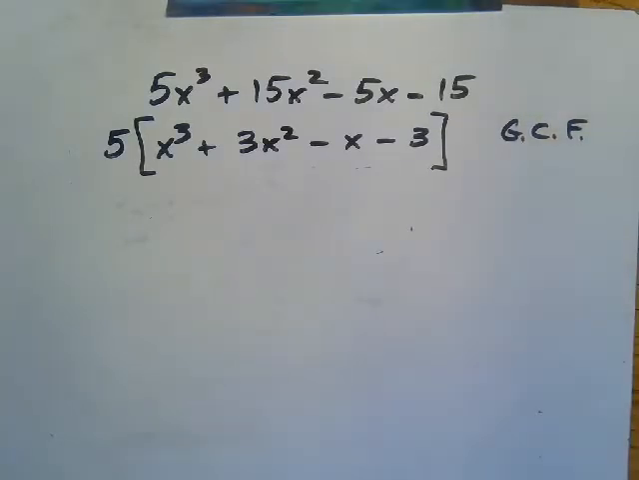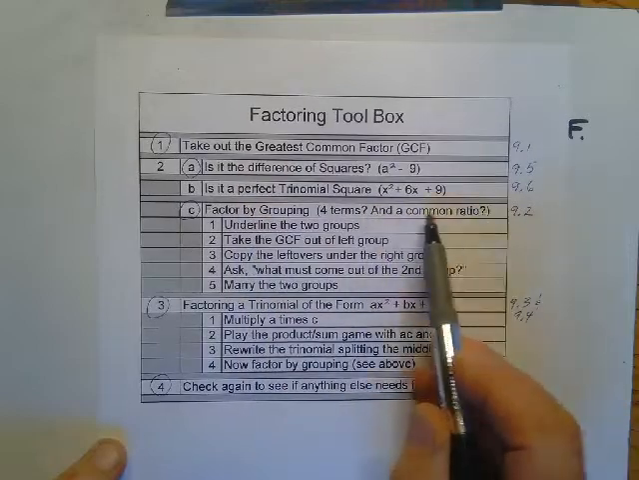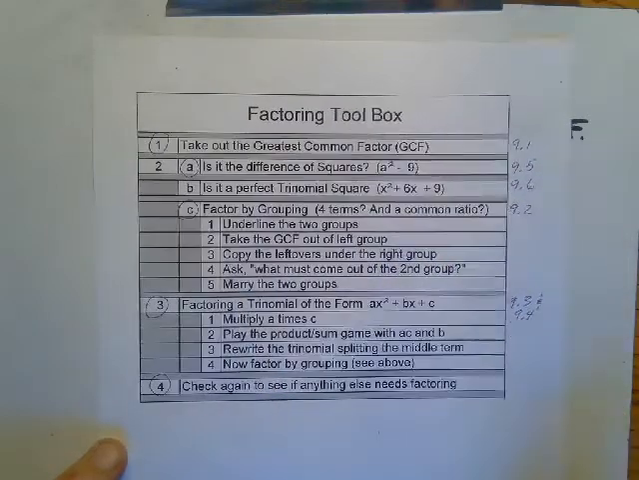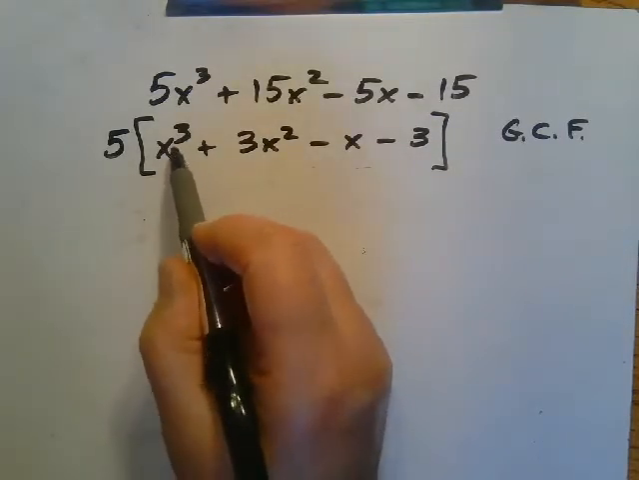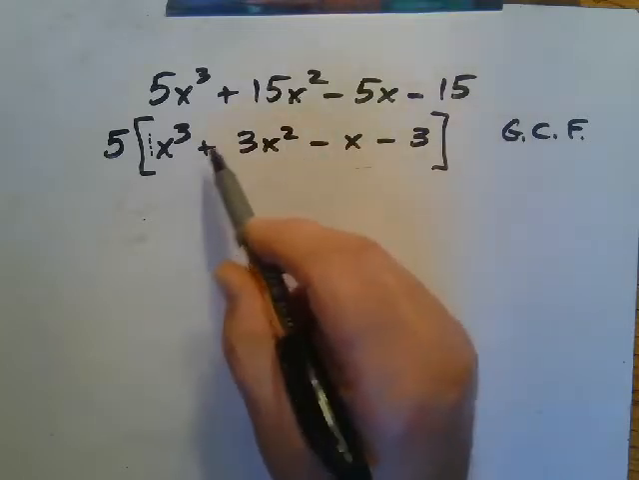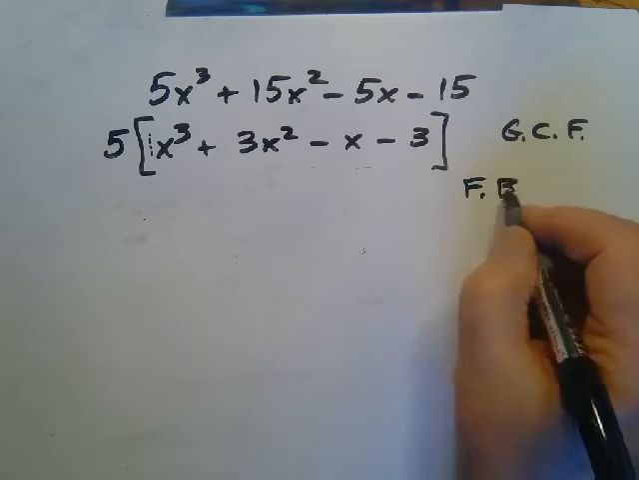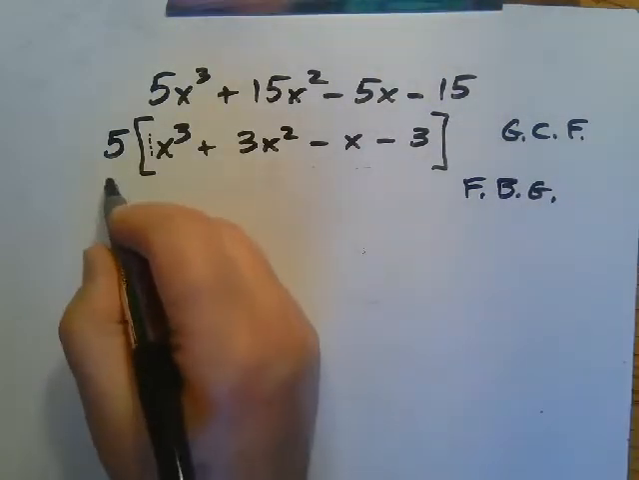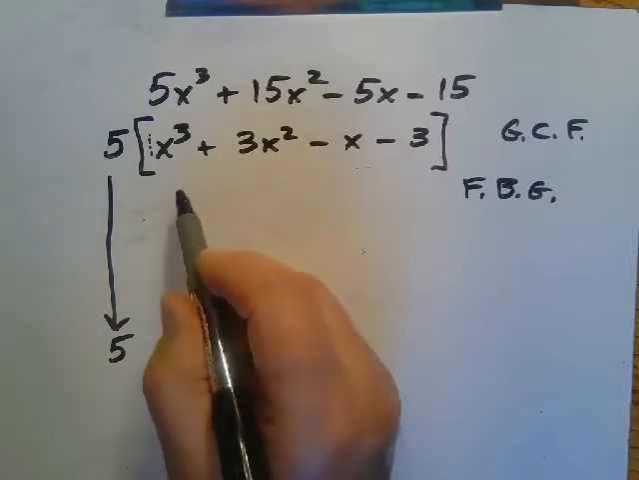Now we look again, and as we look again we realize there are 4 terms here. Maybe this can be factored by grouping. Do I see a common ratio? Well, let's go look at it. There's a common ratio of 1 to 3, negative 1 to negative 3. Yes, there is a common ratio here. So this can be factored by grouping. Now I don't want to forget about that 5, so I'm going to drag it down the page so it doesn't get lost.